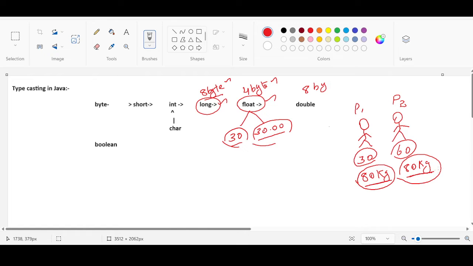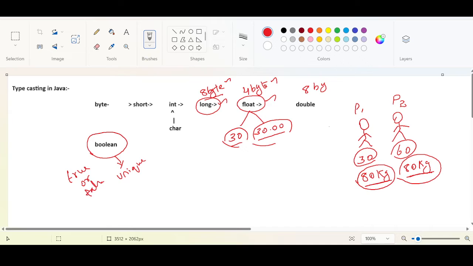And one more thing, the point to be noted here is the boolean data type will never participate in the typecasting. Boolean data type is going to stand separate. It is like saying, I am unique, do not compare me with yourself. It is representing only true or false.